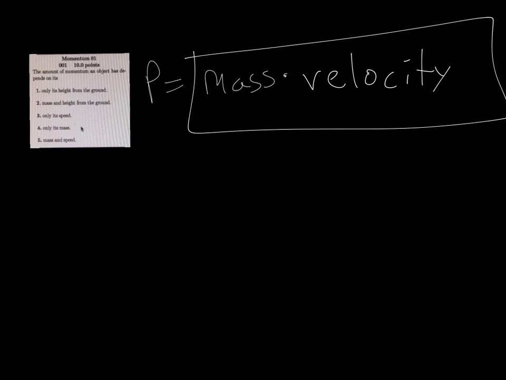So when you're looking at your answer choices here, it says the amount of momentum an object has depends upon its height from the ground. That's potential energy, so we're not going to use that. Mass and height from the ground. That's also potential energy, so we're not going to be using that. Only speed. Velocity is your speed with direction, so it's not only speed, and it's not only mass. So hopefully that makes sense to you that the answer would be mass and speed.